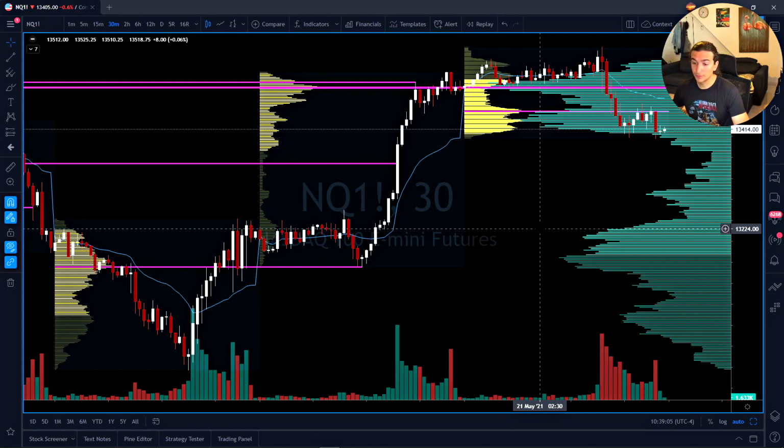And oftentimes you'll get a sweep down to take out some stops, and then it'll slowly start bidding its way back up, and it will not give traders a chance to get filled on a pullback. You simply have to buy the high every single time. That's an example of a one-sided day. Again, very hard for scalpers to trade.